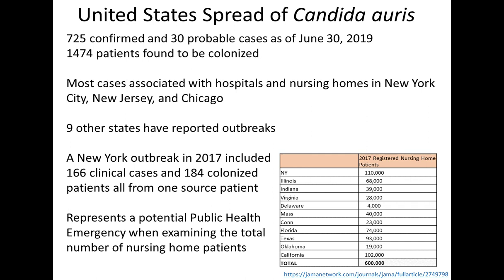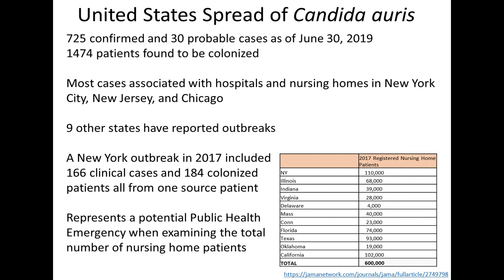Looking into the details of one of the New York outbreaks in 2017, it included 166 clinical cases, 184 colonized patients, and they all came from one source patient, one source identification of Candida auris for that entire outbreak. So you can see that this represents, and I won't even say potential, this represents a public health emergency.